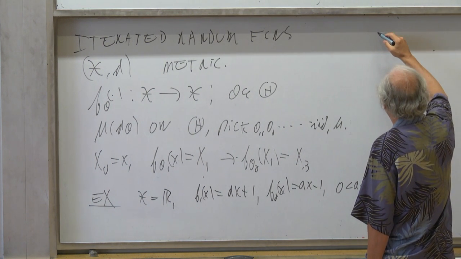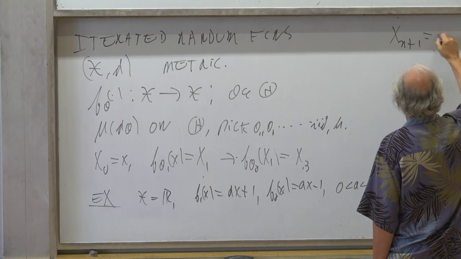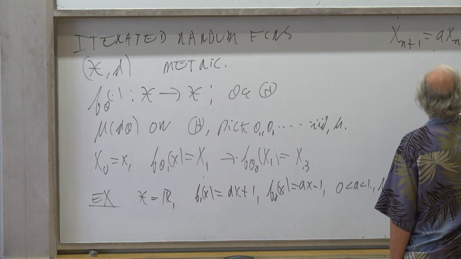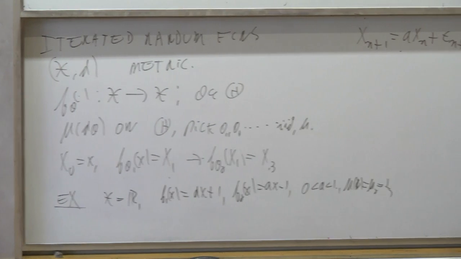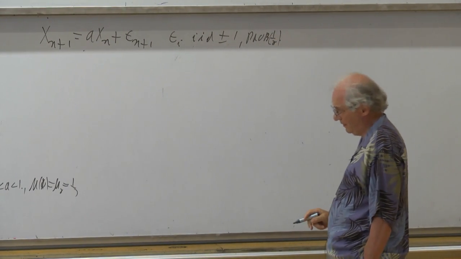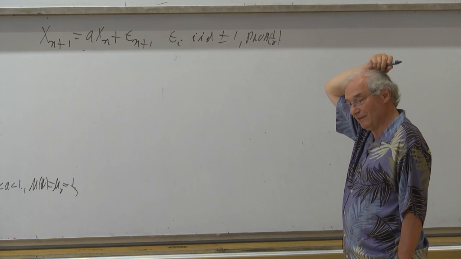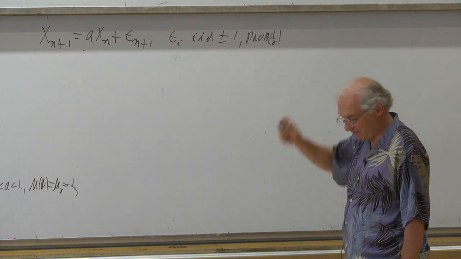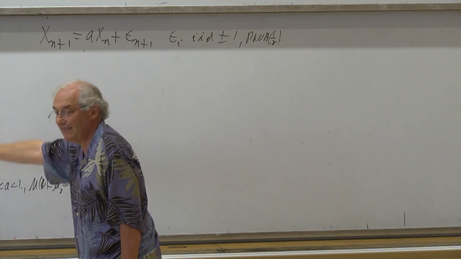This usually would be written as x_{n+1} is equal to a times x_n plus epsilon_{n+1}, where epsilon is IID plus or minus 1 with probability a half. The simplest autoregressive process. And so that's a very well-studied process, but still has some mysteries.